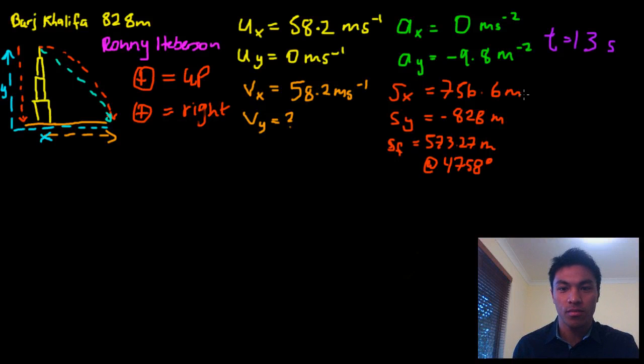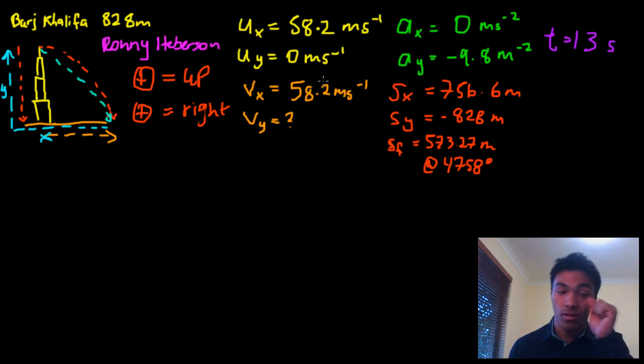We're going to finish off this problem here and find out what the final velocity is. So we're going to find out also the velocity in the y direction, but we're also going to find the final velocity when the ball hits the ground from the Burj Khalifa, 828 meters high, with Ronnie Harbison kicking it on the horizontal at 58.2 meters per second. And of course, considering that air resistance is negligible. We found out also that the time it takes for it to actually travel is 13 seconds.